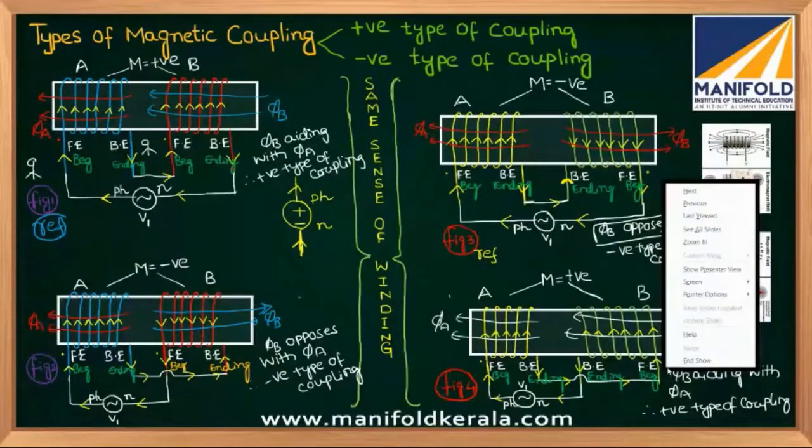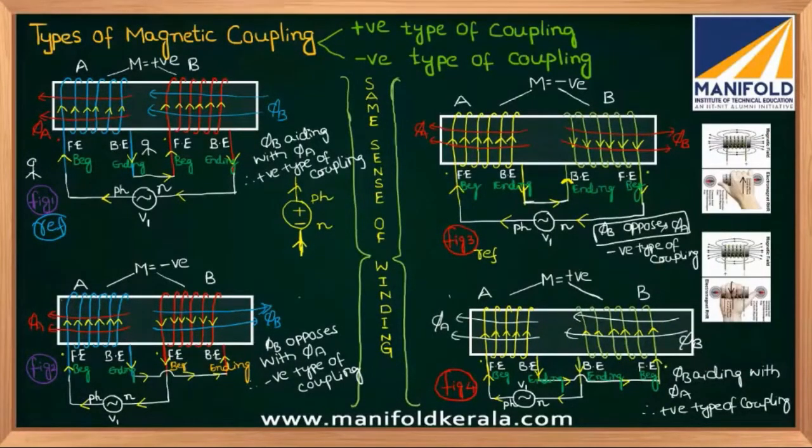Okay. Is it clear, everybody? Please respond. Do you understand why I kept the dots here? Yes, very good observation. Now we will get one definition for positive type of coupling in terms of currents.